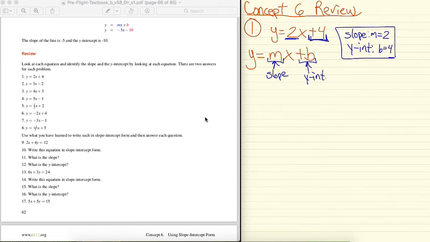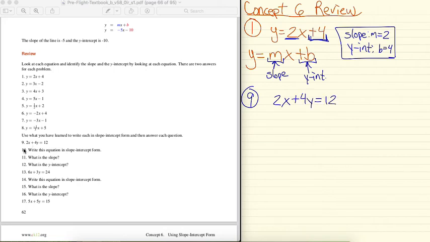Let's do one more. Let's look at question 9. Question 9 says, use what you've learned to write the slope-intercept form and then answer each question. And so really number 9 is just giving us the equation. And so the equation is 2x plus 4y equals 12.